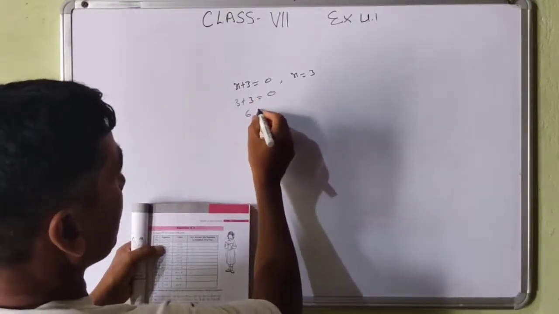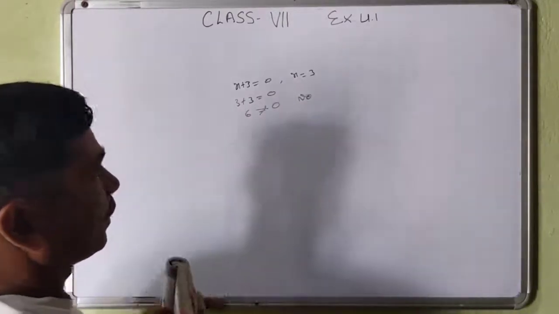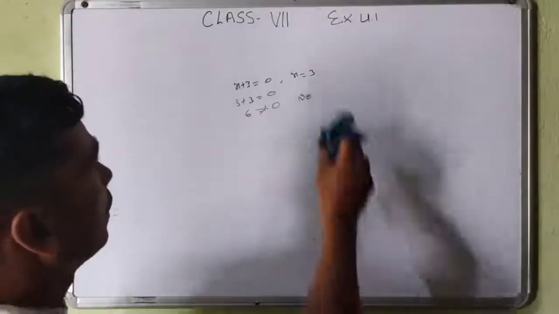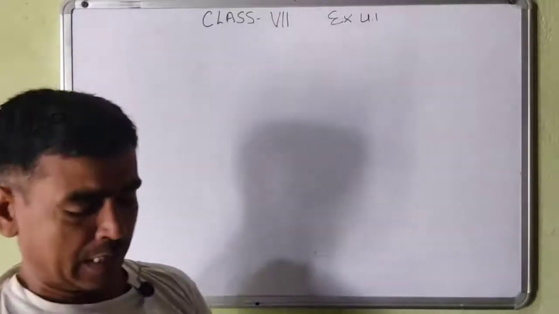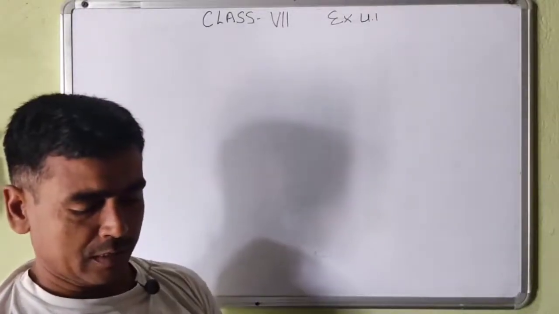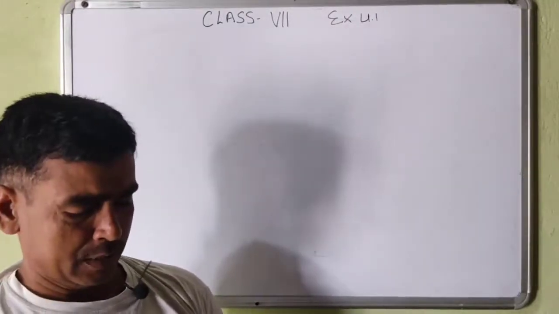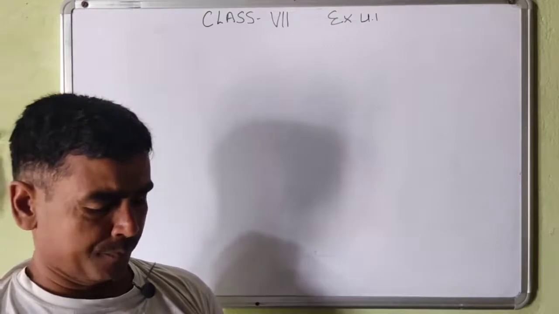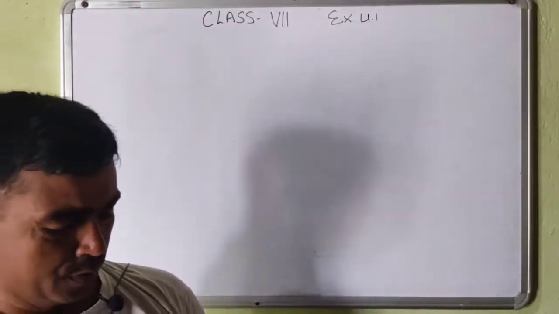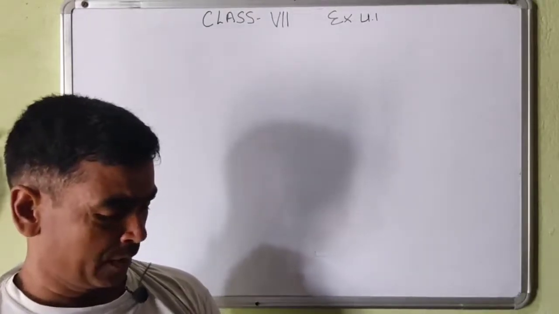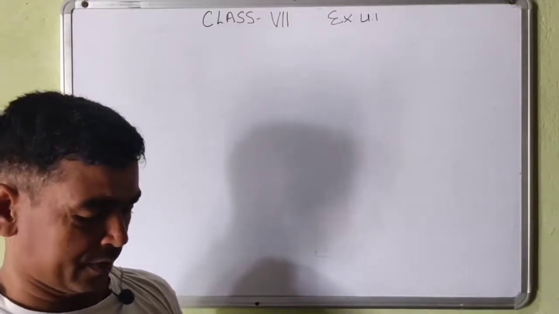First of all we will write it like this: 6 is not equal to 0, so this is a no. Similarly you will do the other parts also like this. First is no, second also no, third yes, fourth no, fifth yes, sixth no, seventh yes, eighth no, ninth no, 10th no, and then 11th yes.